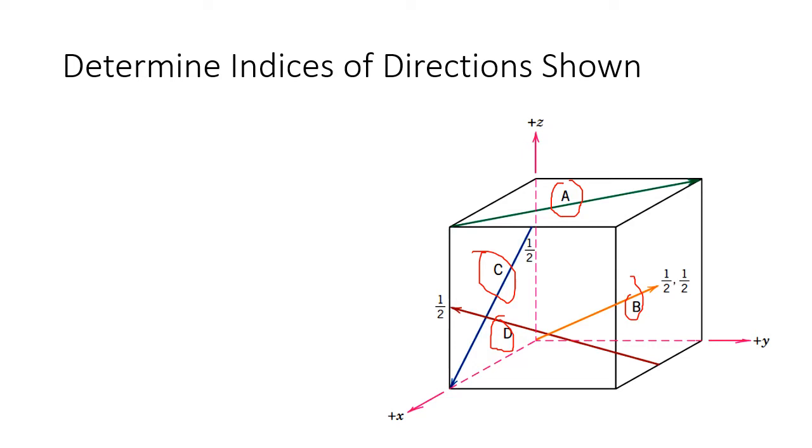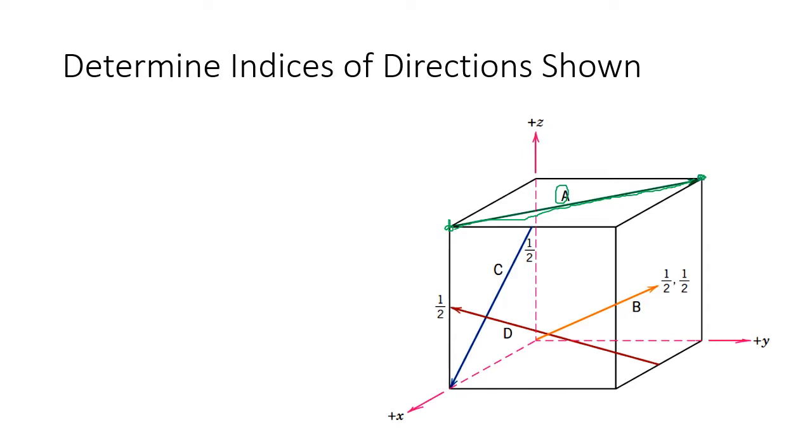Okay, so let us find out the indices of each one of them. Direction A particularly, it starts from here, and then it goes over the top plane. It is completely inside the top plane and ends at that corner of the unit cell.